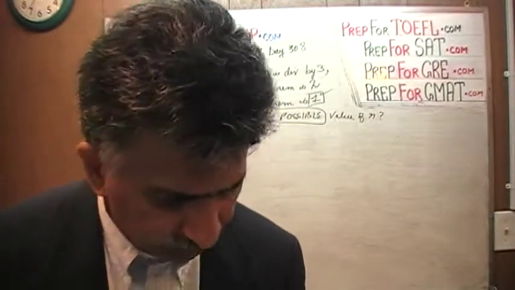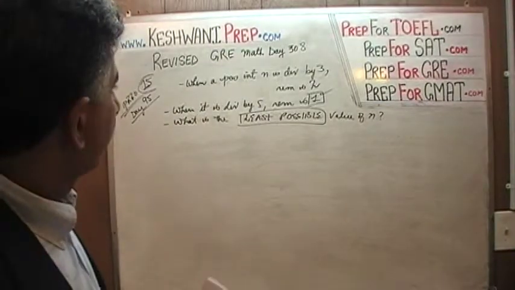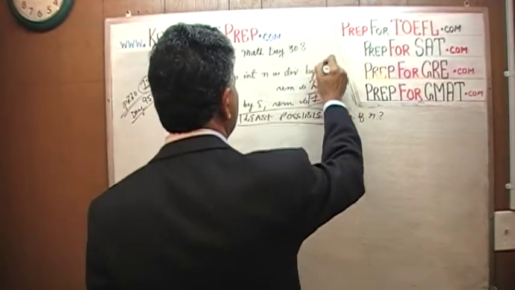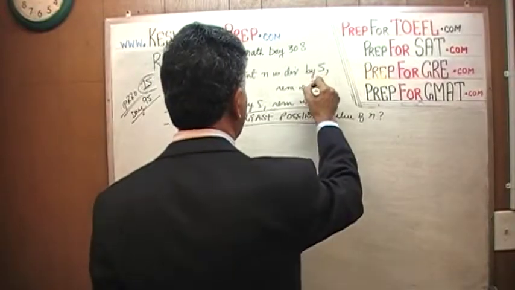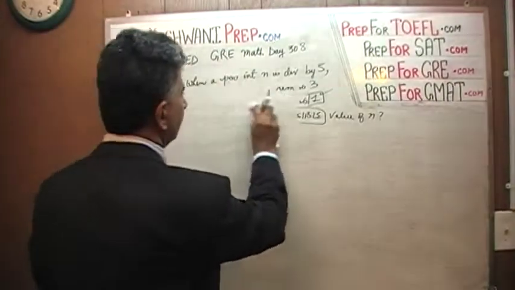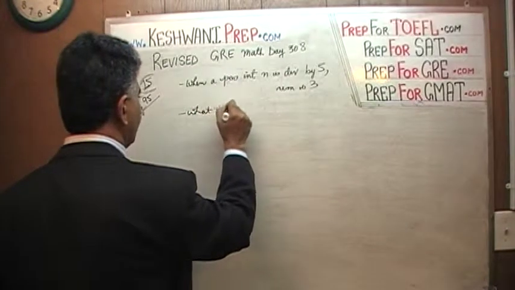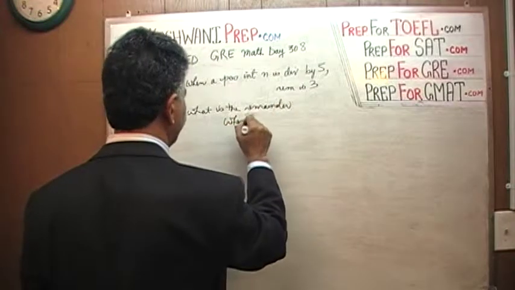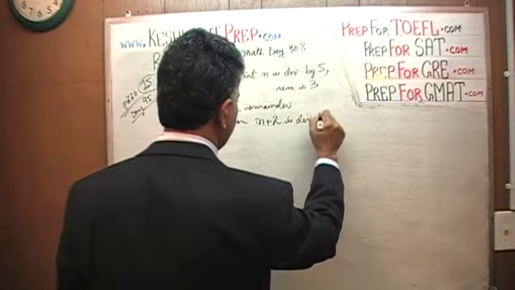I haven't erased the problem itself, perhaps I can use most of the stuff again. It says when a positive integer n is divided by 5, the remainder is 3. Question is, what is the remainder? Oh, it's a different type of question. You see, we have to erase all this thing. This question simply is, what is the remainder when n plus 2 is divided by 5?